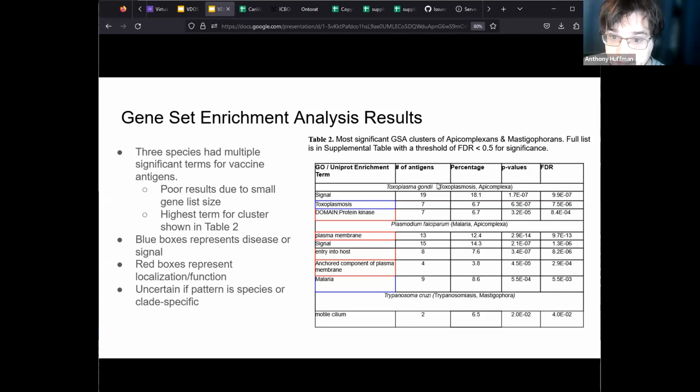We also noticed that some of the red boxes that we highlighted are properties related to specific localization or functions for some of these proteins. So for the toxoplasmosis protein, we see ontology annotation terms relating to protein kinases, which tend to be internal to the actual cell. Meanwhile, when we take a look at the Plasmodium parasite, we tend to find localization of these antigens within the plasma membrane or on the extracellular side. For T. cruzi, we found something with the flagellum, which is the unique feature of mastigotes.